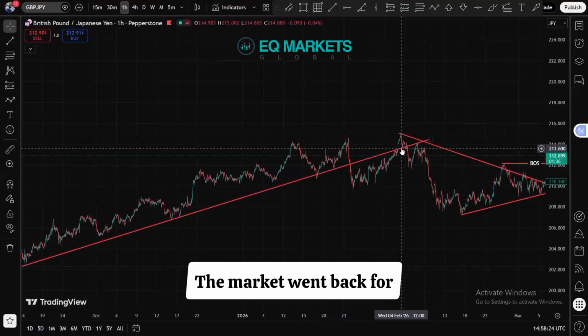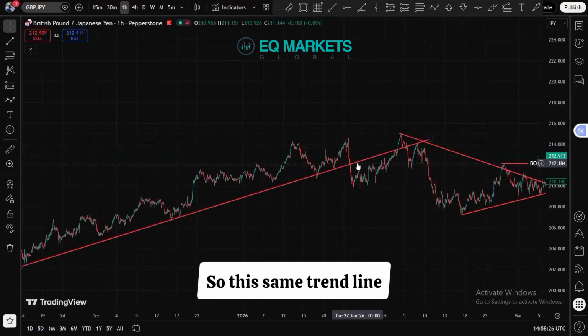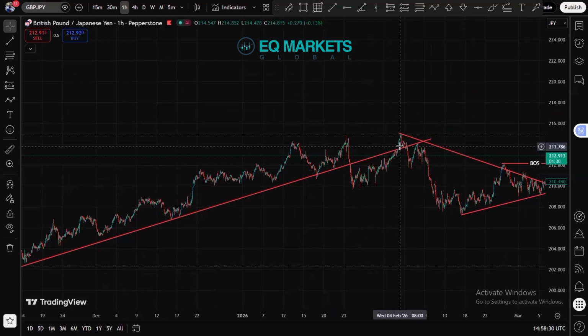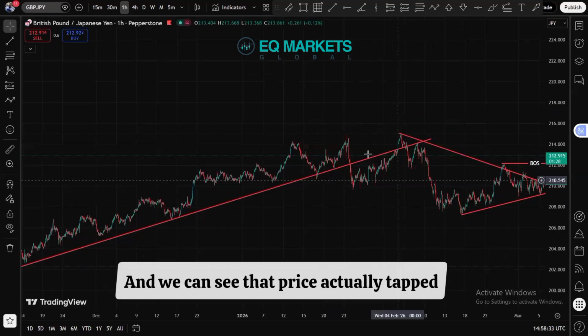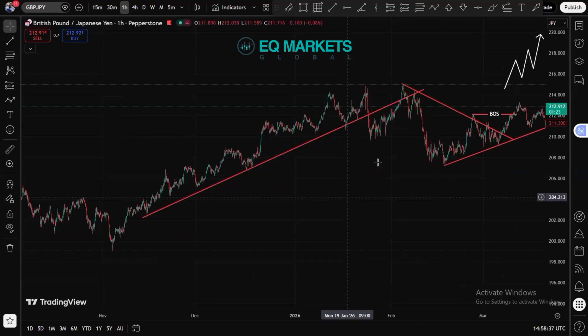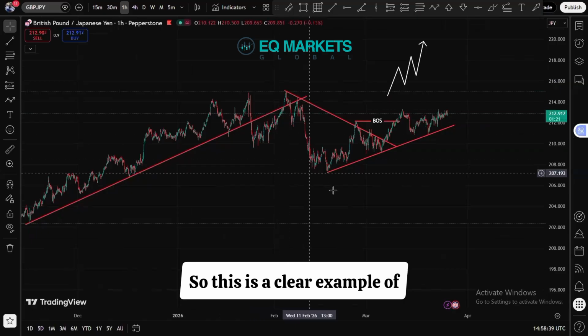The market went back for that same trend line. So this same trend line that has been serving the purpose of support is now reversed, now serving the purpose of resistance. And we can see the price actually tapped into the trend line and then started crashing to the downside. So this is a clear example of that trend line.